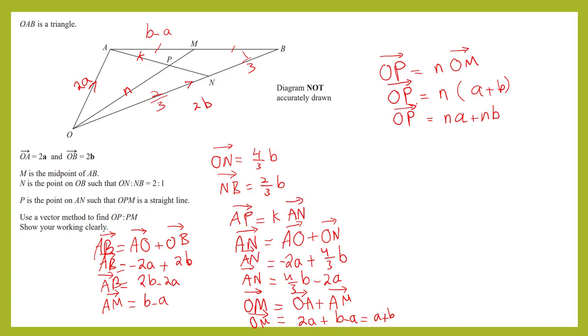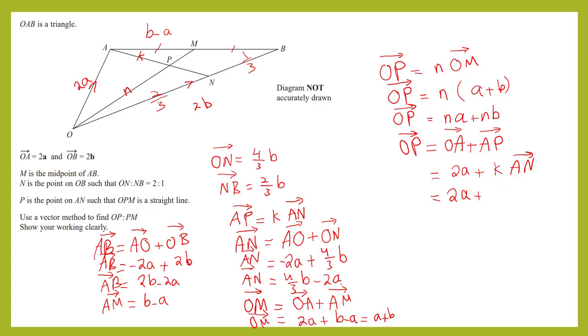If we want to find OP itself as a vector, OP represents n of OM. And OP, to find it as a vector, will go through OA, then AP. So OP will be OA plus AP. This question depends on finding OP in two different ways: as a part of OM, and as a normal vector by going through OA, then AP. So OA is 2a plus AP, which is k multiplied by AN. We already found before that AP is k multiplied by AN, so let's replace it.